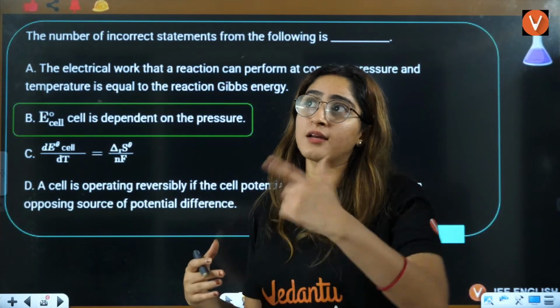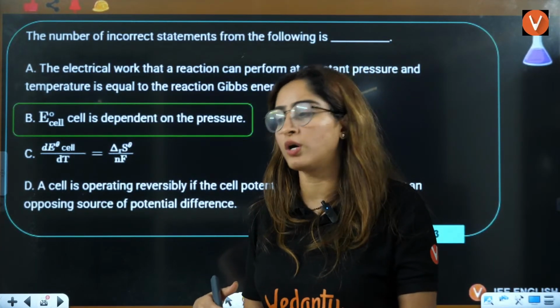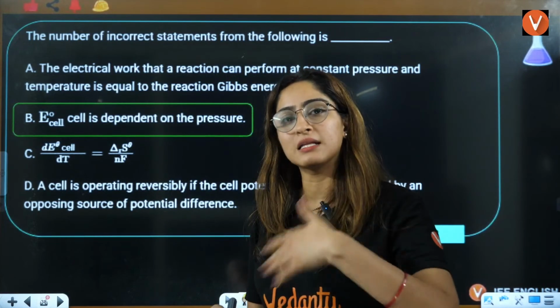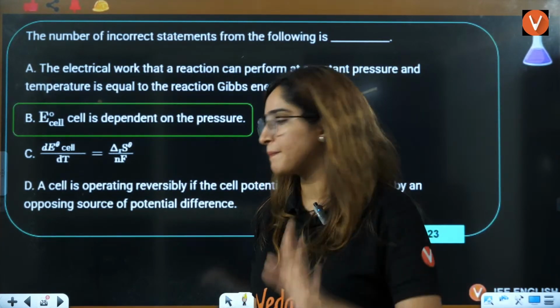Reverse means the external voltage has to be more than the voltage of the cell. Then the cell will behave reversibly. Okay.